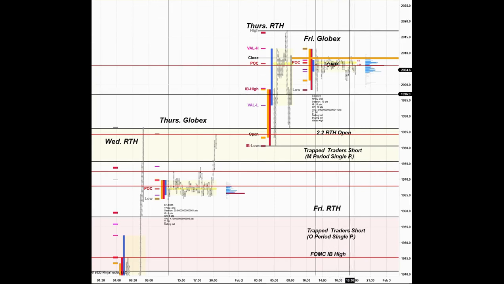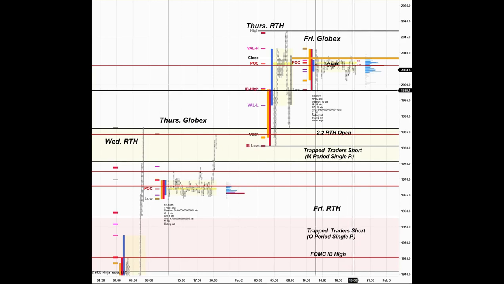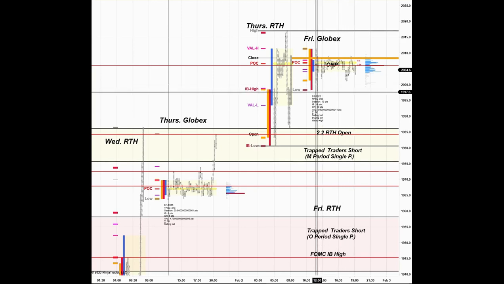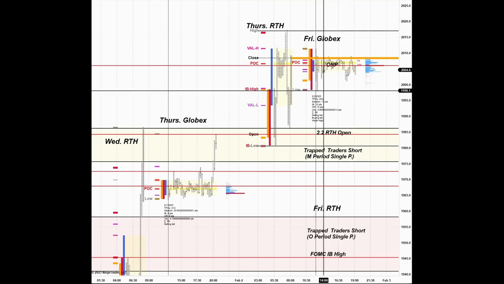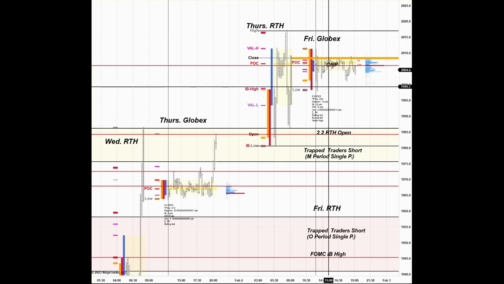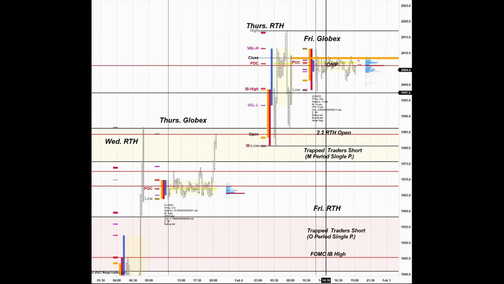But the 97 target I have, that comes in right around here. So you can see maybe a point below the Globex profile, where we almost already visited that zone already in Friday. There you have it. That is the market structure for Friday.